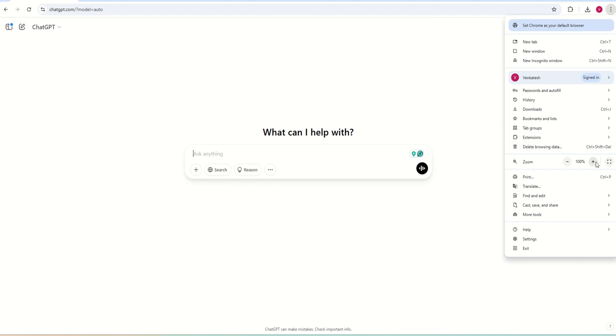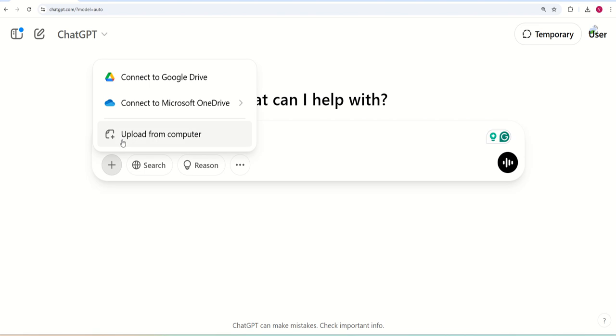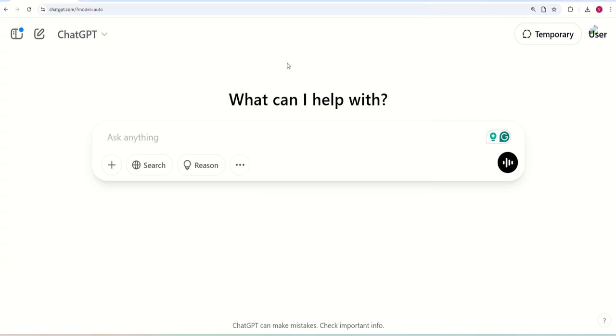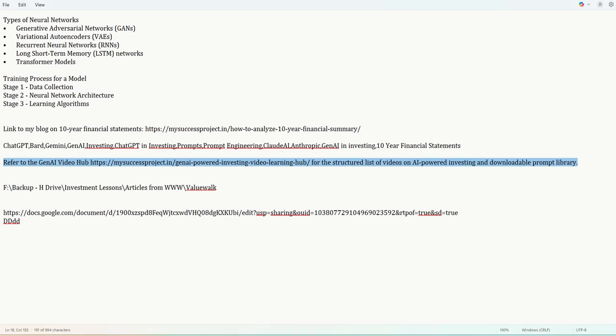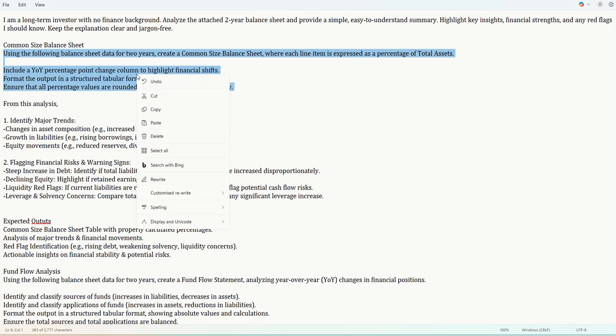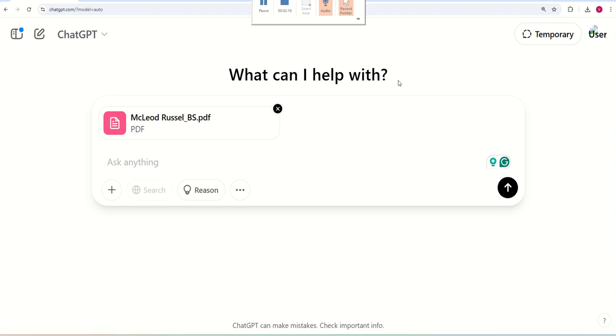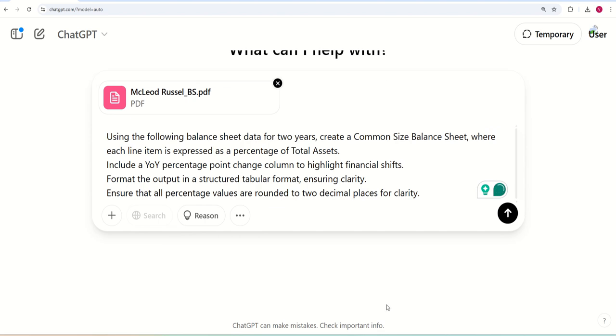Let me make the screen a little bigger. I attach this 10 years balance sheet of McGirt Russell, and the prompt I'm going to use is for common size balance sheet. Friends, all these prompts are now available on my website as a downloadable Word file. So you need not take the pain of converting this image to a prompt. Just visit my website and you can get the downloadable file. So let me explain the prompt.